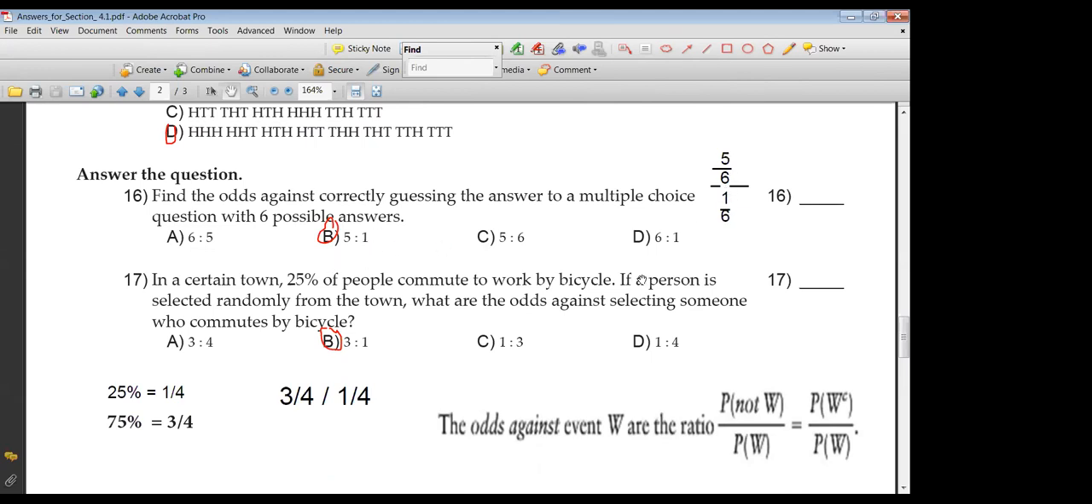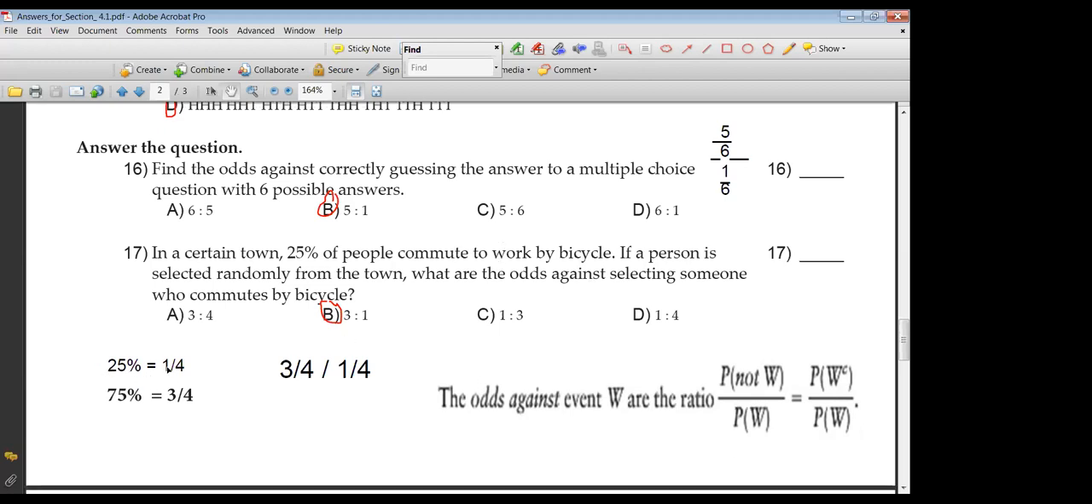In a certain town, 25% of the people commute by bike. If a person is selected at random, what's the odds against selecting someone who commutes by bike? Well, 25% is 1/4. So there's a 1 in 4 chance that I get somebody that commutes by bike. Then it must be a 3 in 4 chance that I get somebody who doesn't. All right. So the odds, again, is the probability that something does not happen. Well, not picking somebody who commutes to work by bike is 3 chances in 4. Probability that I do get somebody, the 25%, is 1 chance in 4. And once again, the 4s, the denominators, will always cancel out, leaving you a ratio of 3 to 1.